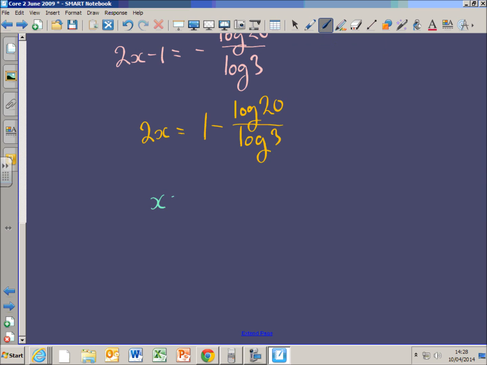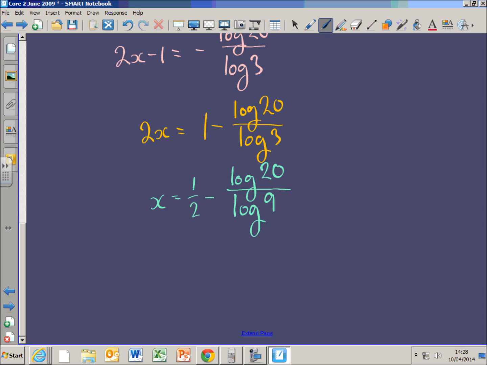So x equals a half minus log 20. And I'll put the 2 on the bottom, shall I? So, now if I put the 2 in front of the log, what does that mean? This is going to be 2 log 3 on the bottom, isn't it? Because I've halved it. But 2 log 3 is the same as log 9, isn't it? Okay, so I'll just write it like that. Whack that in your calculator.